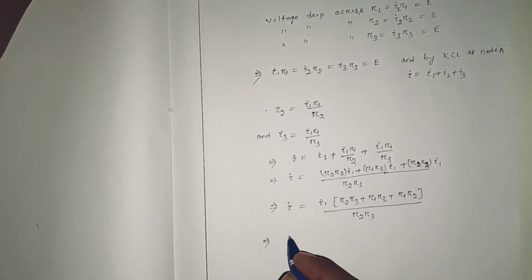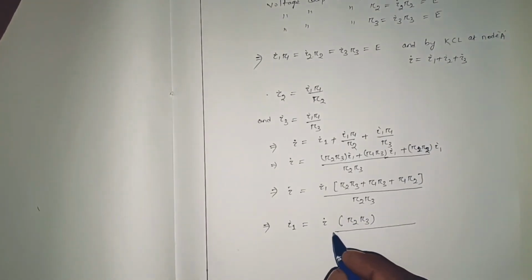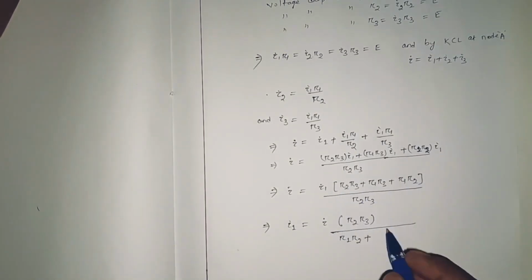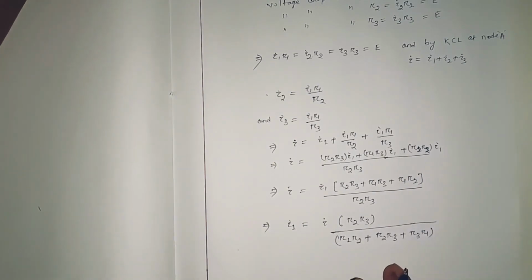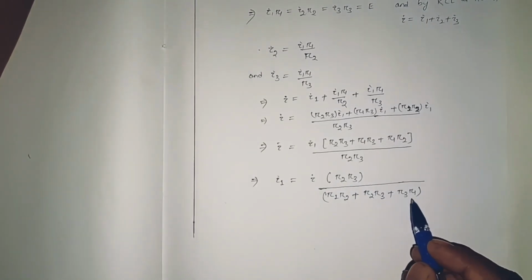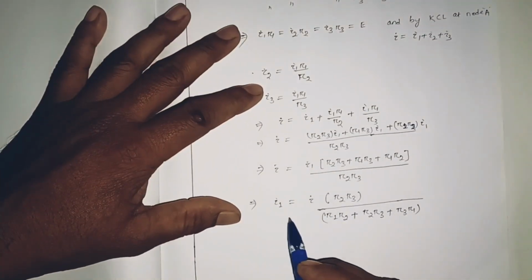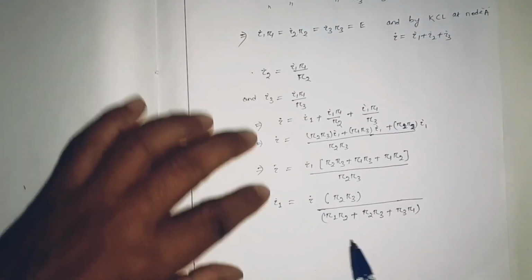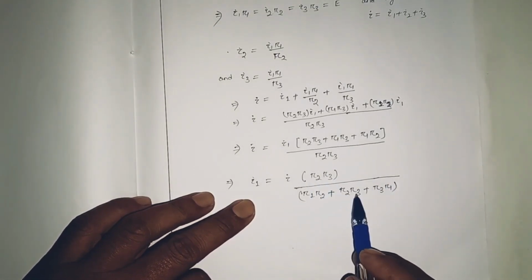That implies I1 will be equal to I into R2 R3 whole divided by, writing these three terms systematically, R1 R2 plus R2 R3 plus R3 R1. So here we found the I1 value. Whenever we find I1, the current through R1, it is the net current I times the other two resistances multiplied, R2 R3, whole divided by R1 R2 plus R2 R3 plus R3 R1.